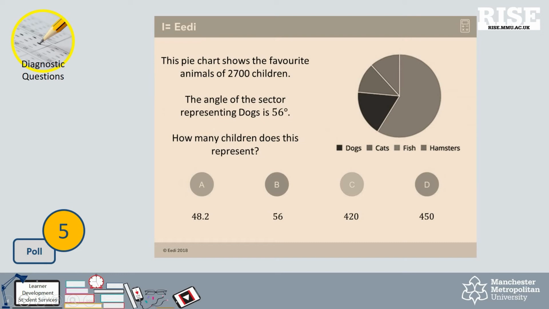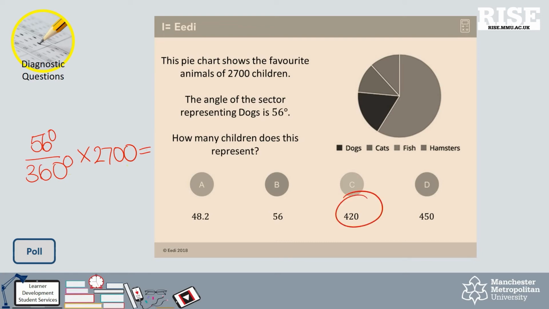This pie chart shows the favourite animals of 2,700 pupils. How many children are represented by the dogs section? It tells me in the question that the angle of the sector representing dogs is 56 degrees. That's out of 360 degrees and times by the 2,700 children represented by the entire pie chart. This would give me 420.